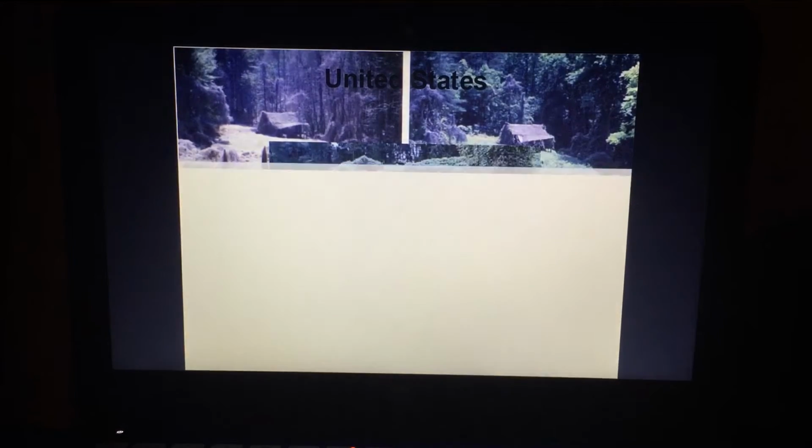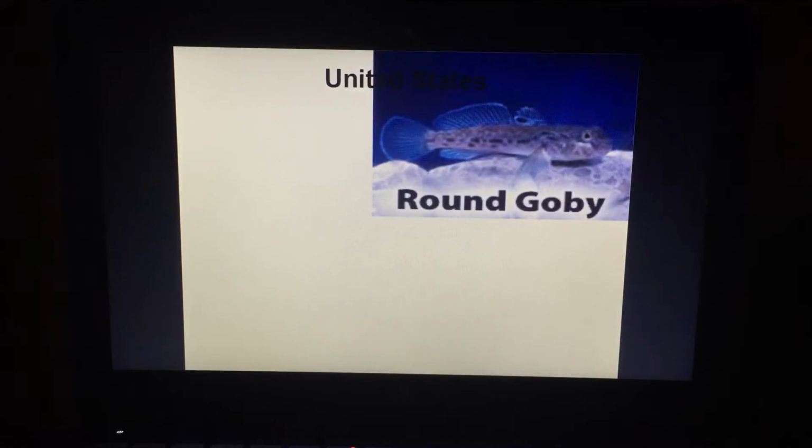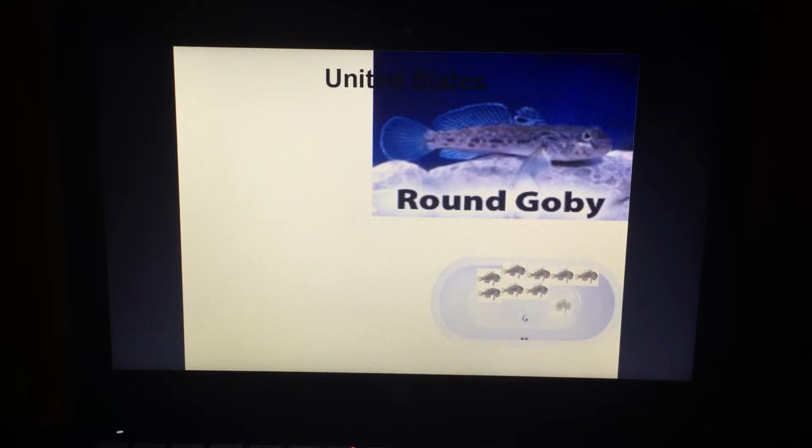You can find round goby in the United States. In 2011, the University of Minnesota recorded that densities of gobies in rocky areas at Calumet Harbor already exceeded 20 per square meter. And just to give you an idea, that's about 20 fish in a space the size of a bathtub throughout this whole entire harbor.